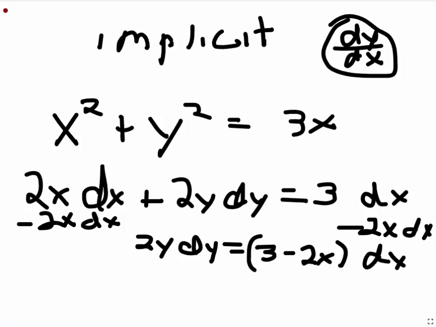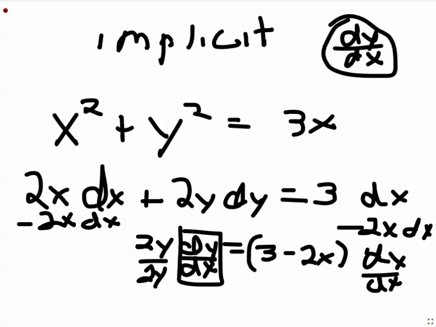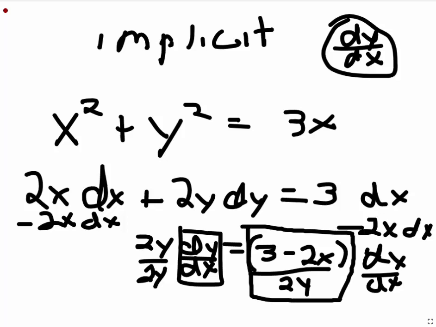So my final answer, remember I want dy over dx, so I'm just going to algebraically manipulate it here. When I divide by dx, that's what I want. So I simply have to divide by 2y. So that is the answer I'm going to put into my math lab. The whole quantity, 3 minus 2x divided by 2y.